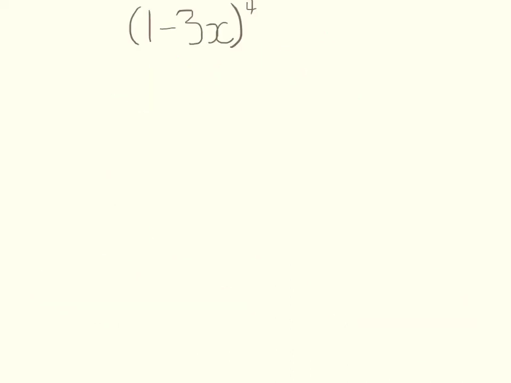Okay, so now to do an example, we've got something that looks like this. This is our a. Let's say a equals 1. This is our b, so b equals minus 3x. Got to make sure we include the minus. And this is our n equals 4.